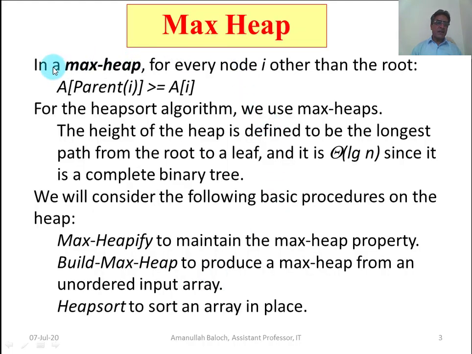Max heap. In a max heap, for every node i other than the root, A[parent(i)] is greater than or equal to A[i]. It means in a max heap, this property should be satisfied by each and every parent. Parent should satisfy this property, then the relevant node will deserve to be a child of the parent node.